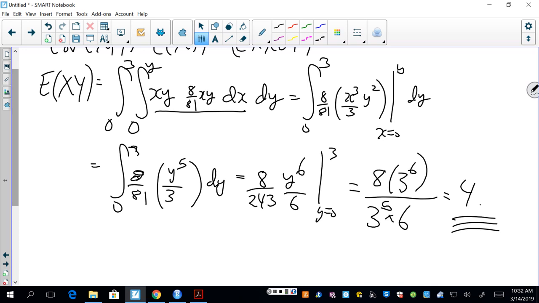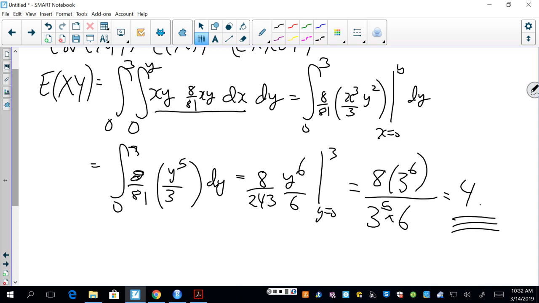You want to check that things are kind of plausible. Y goes from 0 to 3, x goes from 0 to 3, but is less than y. At the minimum, it could be 0 times 0, or 0 times anything. And if they're both 3, it would be 9. So we should get an expectation of this product somewhere between 0 and 9. And it turns out to be like that. So that's the first part.